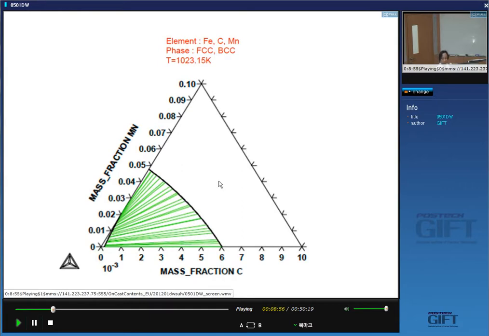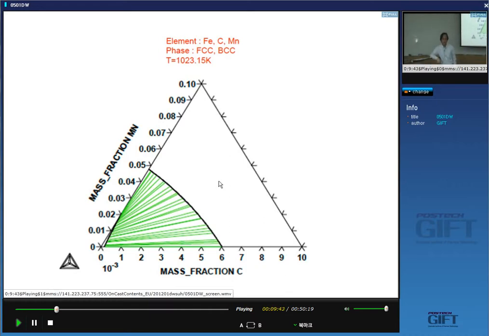Here, this red, green line is called the tie line. Each end of this green line indicates the pair of compositions of the solutes, manganese and carbon, which can be in equilibrium. It means that when you consider the concentration of carbon in this ferrite and the concentration of carbon and manganese in austenite given by this point, the chemical potential of carbon and manganese in the two phases is the same.